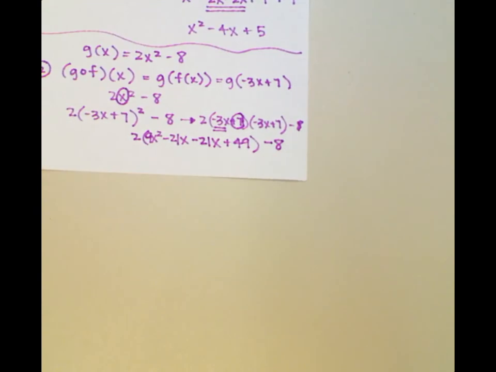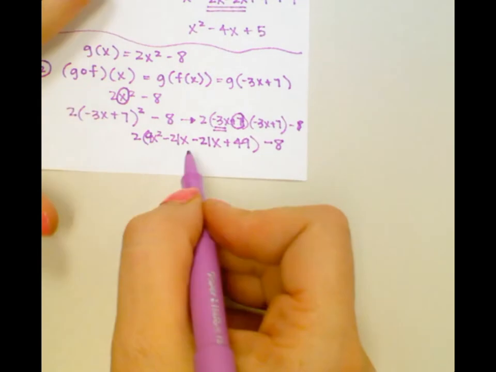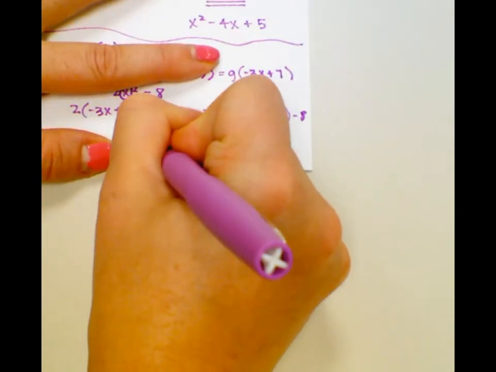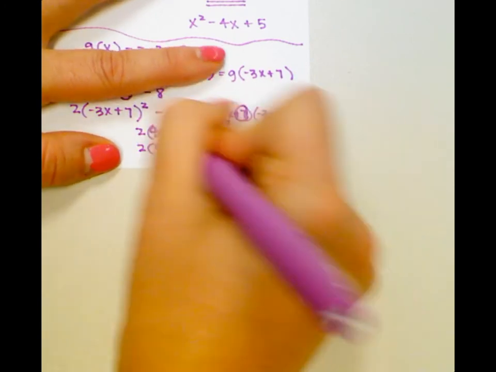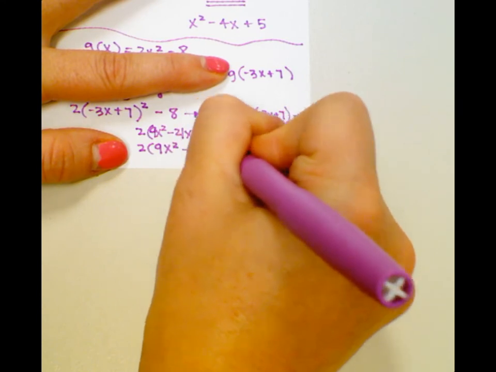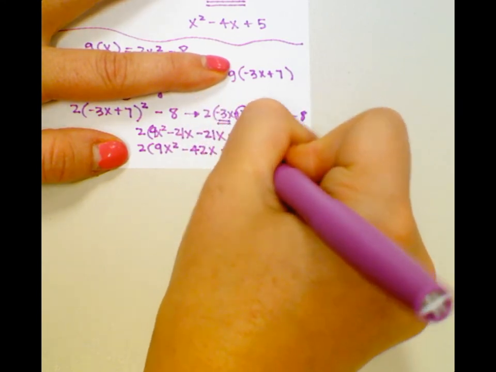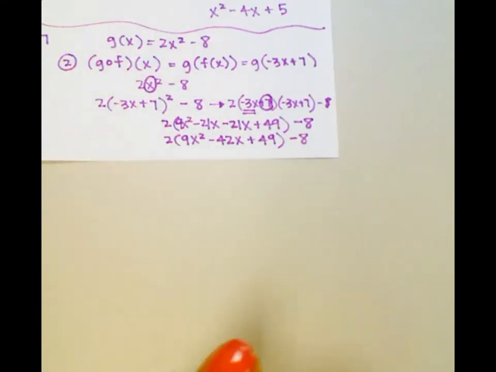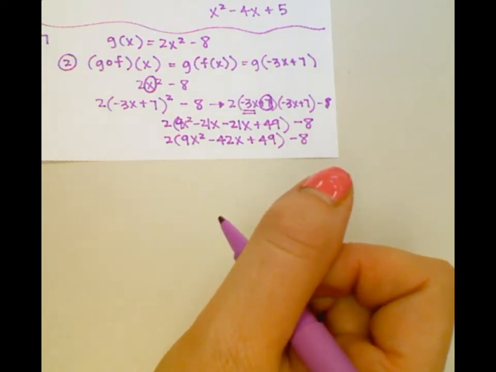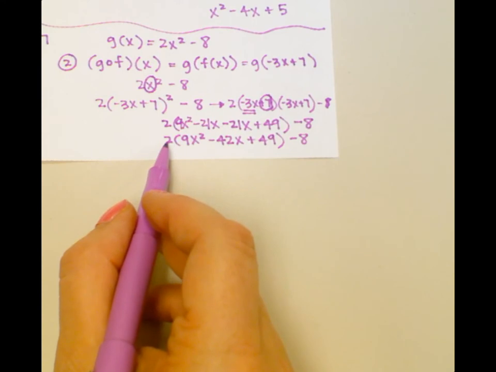These are the hardest ones when I give you a square. It takes longer. All right, now I just have to put some stuff together. So I still have my 9x squared, but now I'll put those middle terms together. I have negative 42x. Still got my 49, and still got my minus 8. What do you think we have to do? I've got 2 things left to do. Yep, you got to distribute that 2.